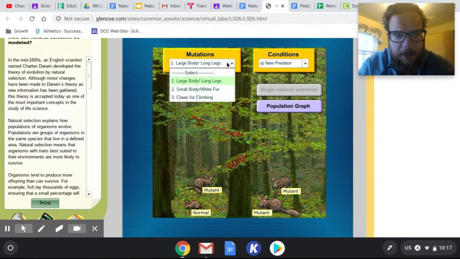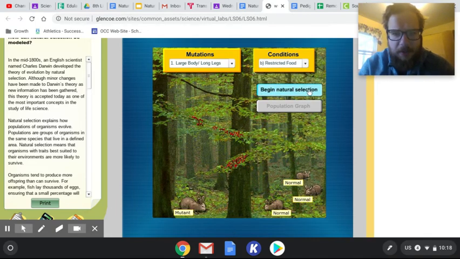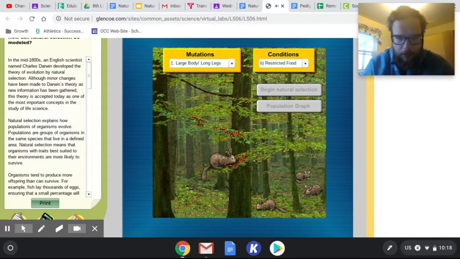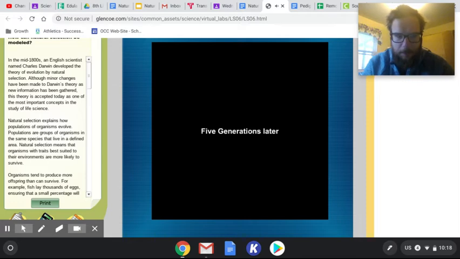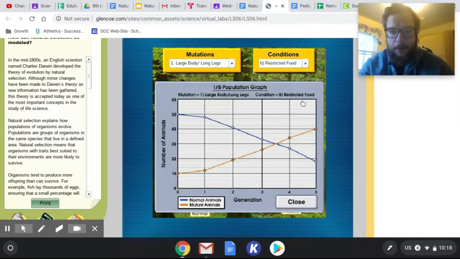I don't know why it makes strange noises like that. Let's do 1B rather. Sorry. So large body, long legs, and then restricted food. So we've got 3 normals, 1 mutant. We see that 5 generations later, the mutant just yeeted himself into the tree and started eating the berries. And then the normal, he tried to jump, but he was too weak and sad to make it. So again, without even looking at the population data, now we've got 3 mutants, 1 normal. We can probably guess that this is also going to be advantageous. So let's pop it up here.